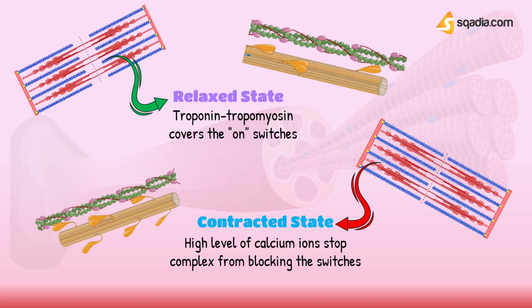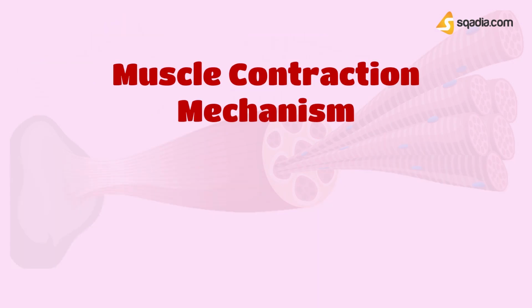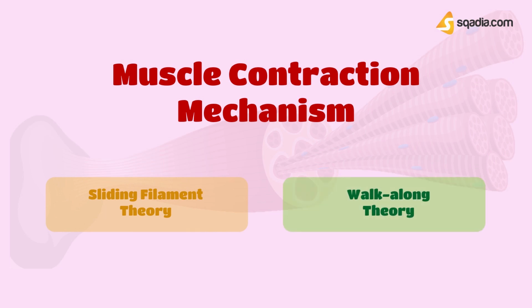It's important to know that this explanation is not certain, but it suggests that calcium ions change how the troponin and tropomyosin complex and actin interact, leading to muscle contraction. Now, to understand the basic mechanism of muscle contraction, two theories are followed: the sliding filament theory and the walk-along theory.